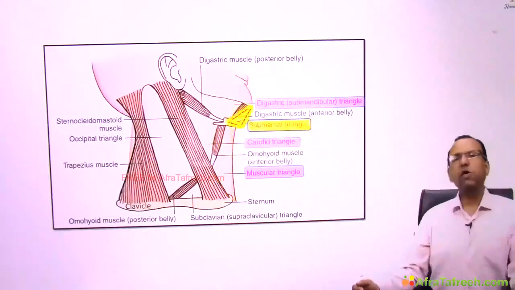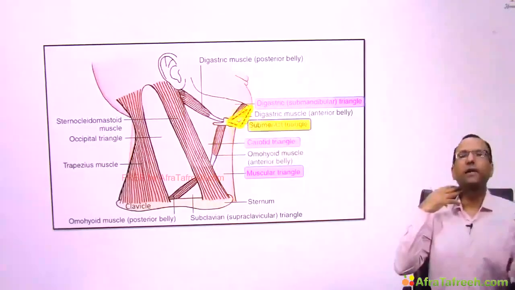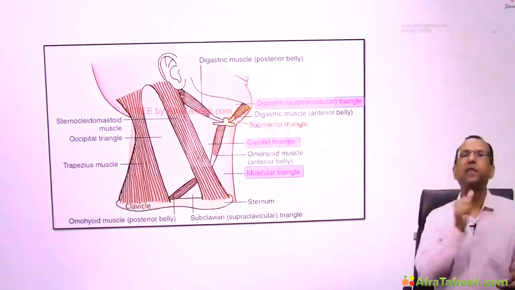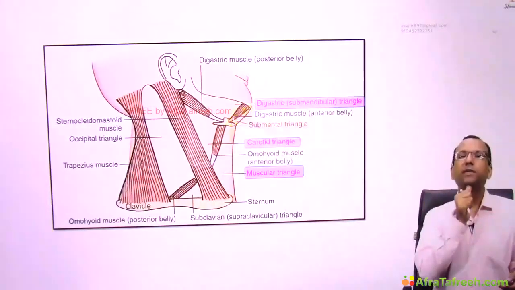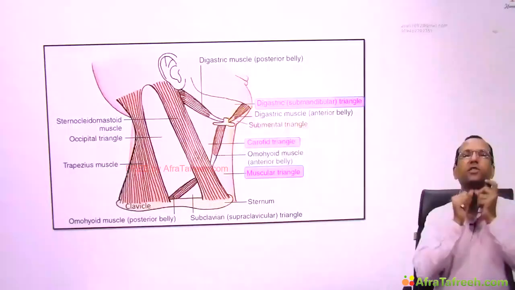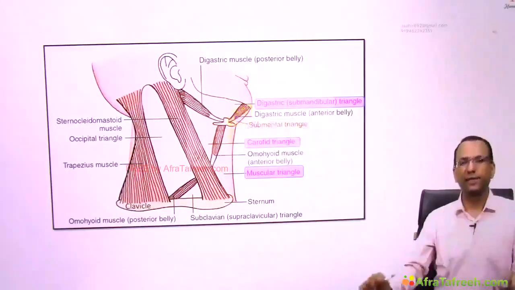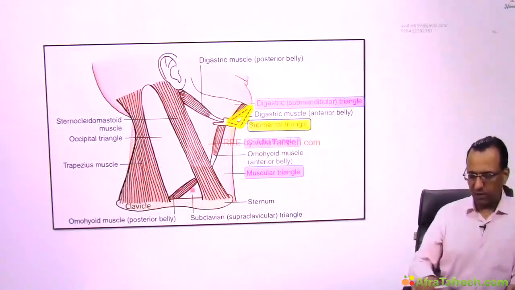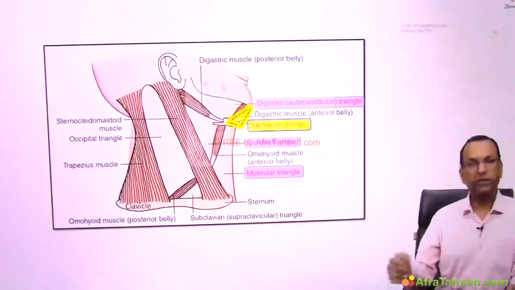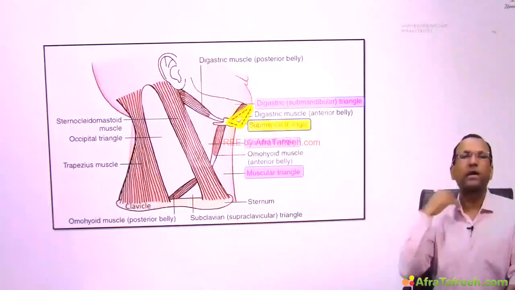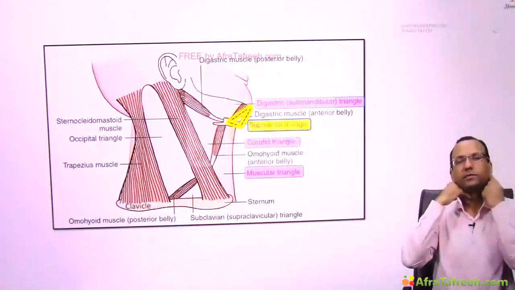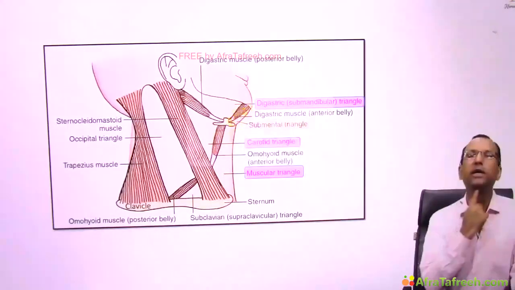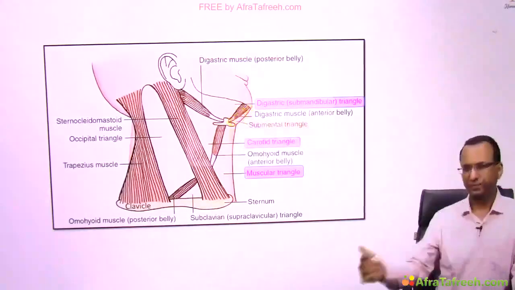Now remember, all these triangles are one on right side, one on left side, but submental triangle is only one, in the midline under the mentum of mandible. Otherwise whether you are talking about occipital or subclavian or carotid or the muscular or the digastric, whichever triangle you are talking about, they are one on the right side, one on the left side, but submental triangle is only one in the midline under the mentum of the mandible.